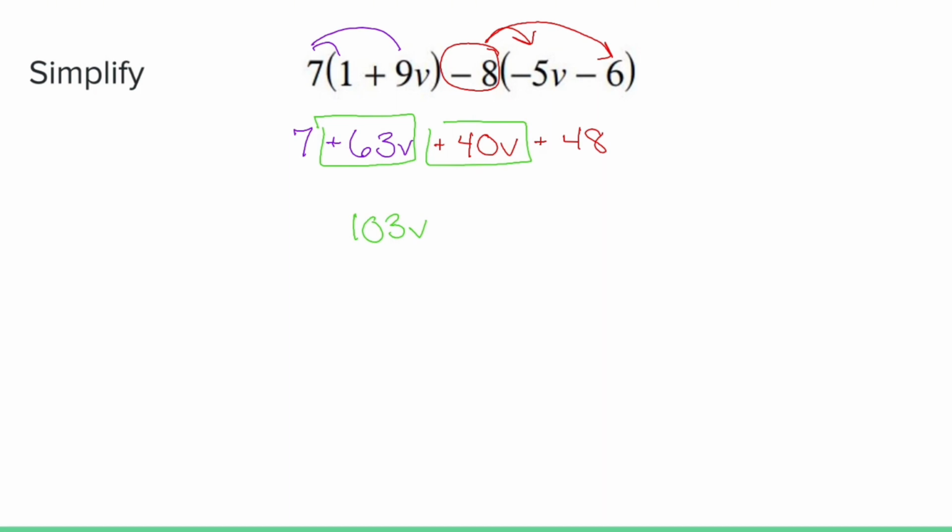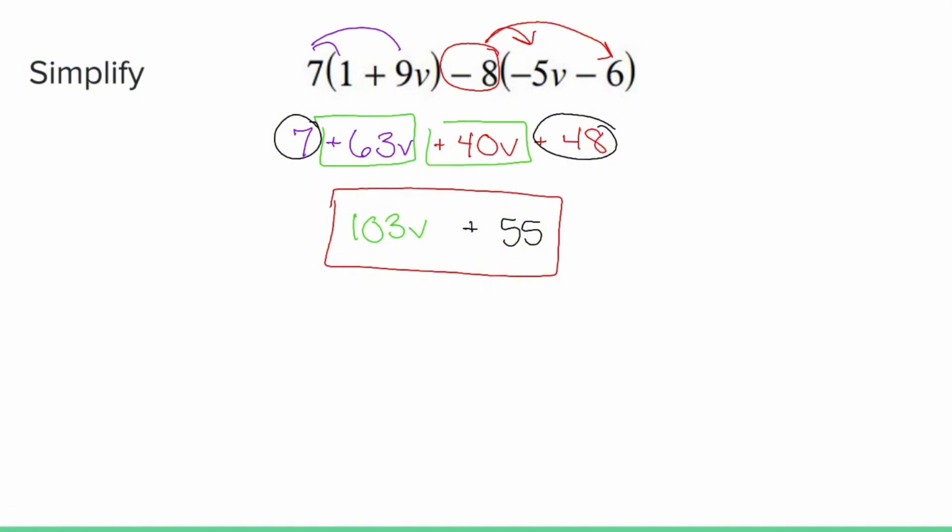Now what we have left over is just regular old constants, 7 and 48. Those add together to make 55. Now, if you're wondering, how do I combine these? You don't, because you can't. One has a variable, the other one doesn't. So we're done here, and our answer is 103v plus 55. Combining like terms, distributive property, great times.